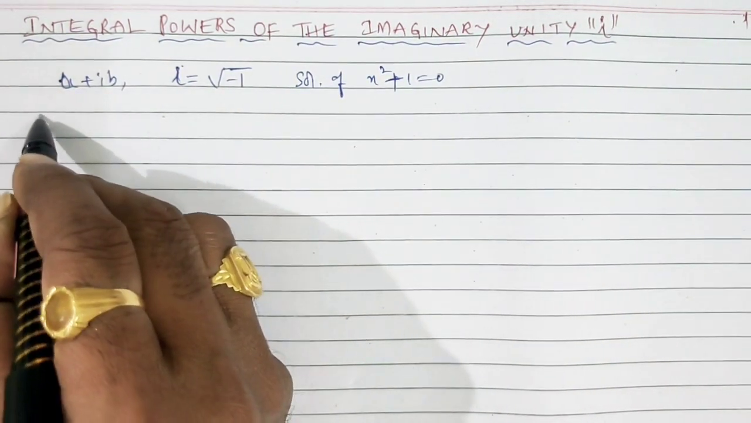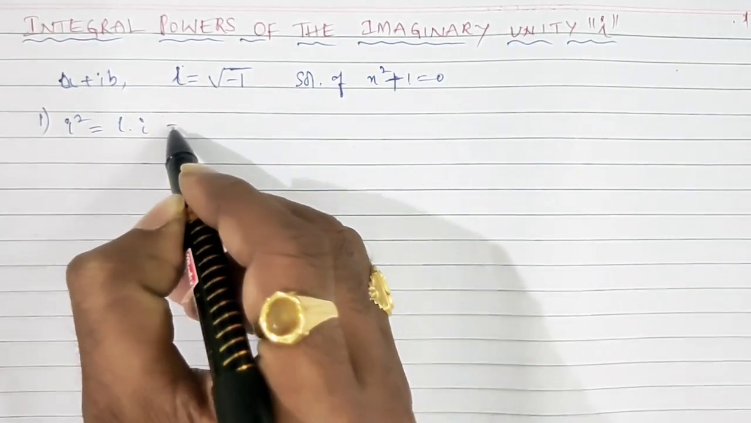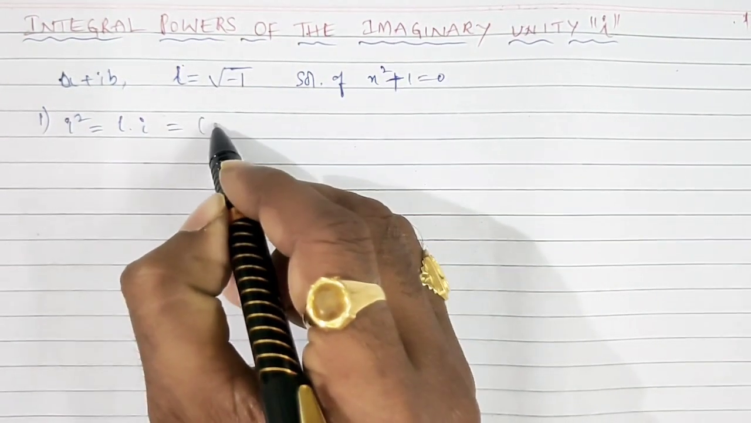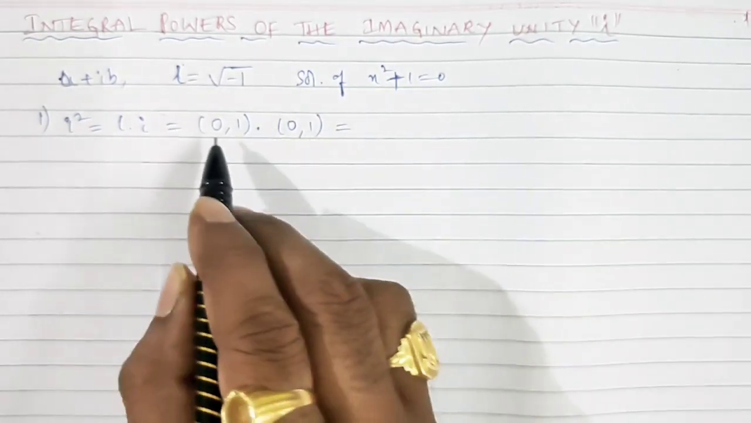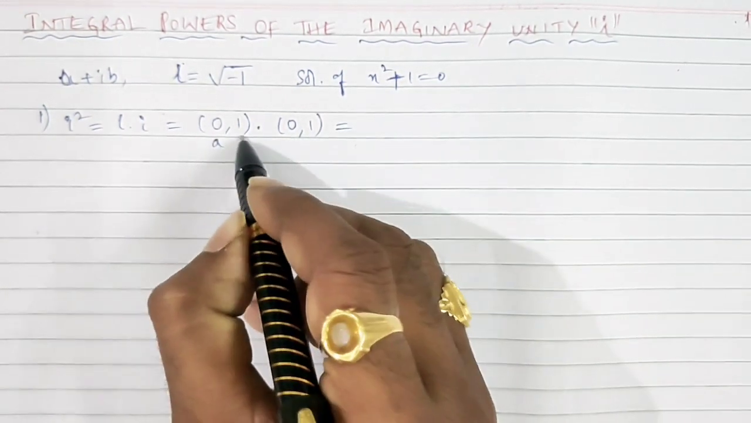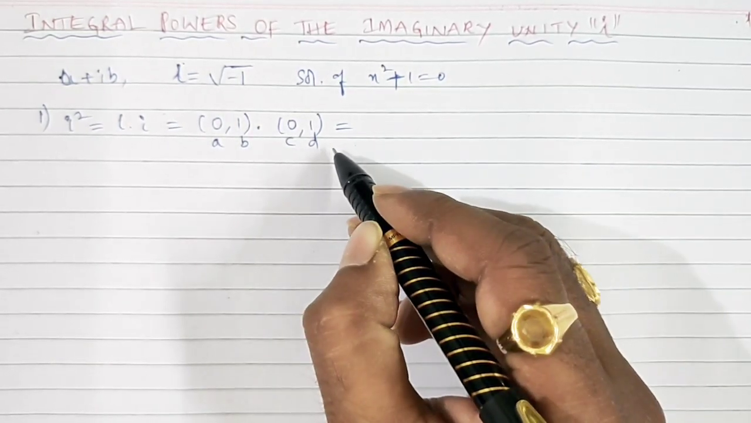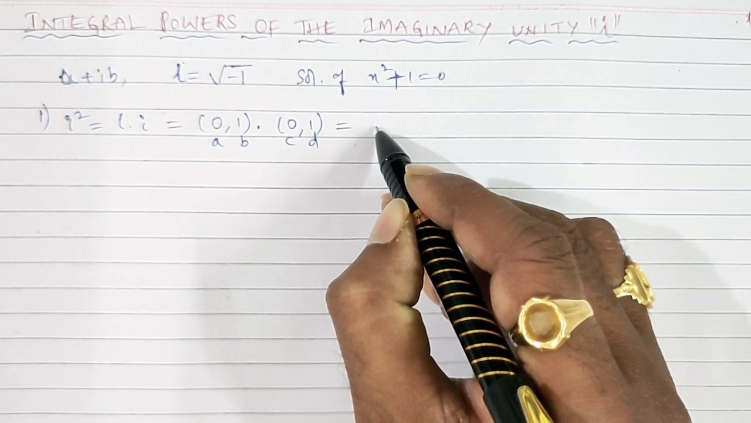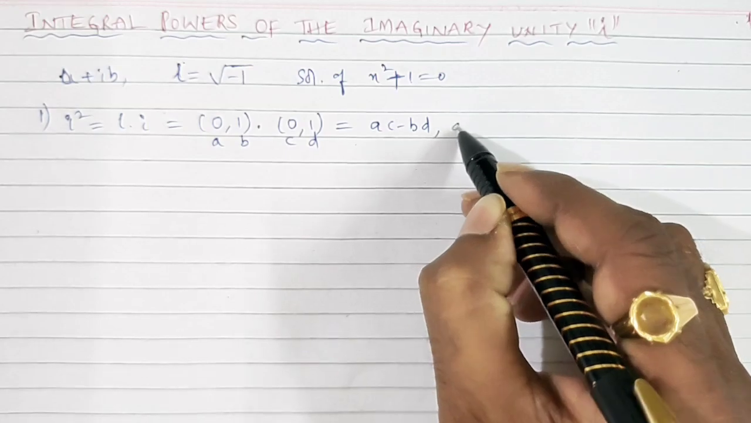So here, first, the i square value. i square can be written as i into i. Then what is the value of i in ordered pair? i can be written in ordered pair as (0, 1) into (0, 1). That means the product of these two ordered pairs. As you know, if we take the first ordered pair as (a, b) and the second as (c, d), then the product of these two complex numbers has the formula (ac minus bd, ad plus bc).